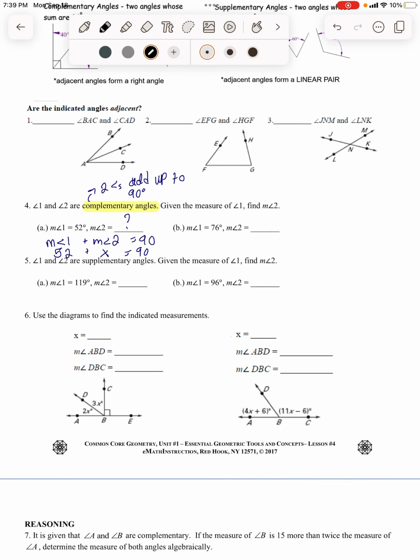Same thing with number 5. Knowing that number 5 is supplementary angles, you know that it's two angles that add up to 180 degrees. All right. Take what I wrote in number 4 and see if you can figure out number 5.